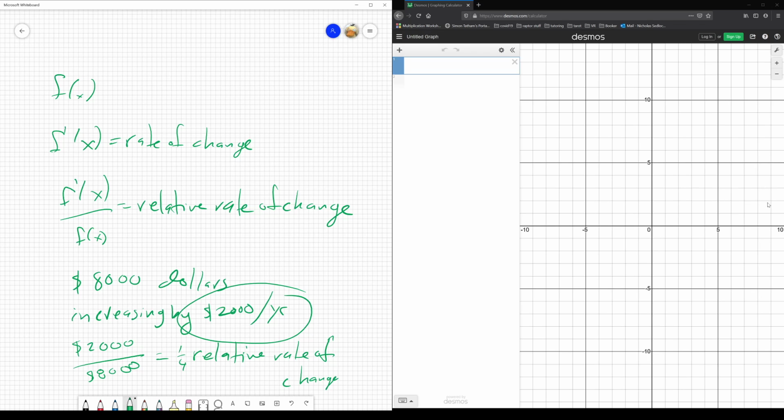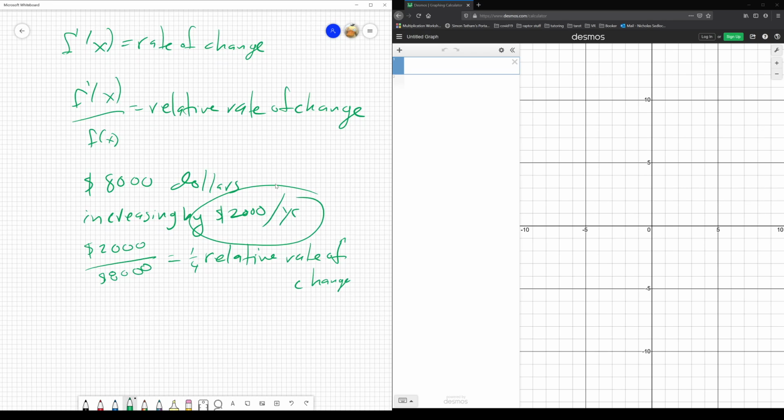And a way to think about what this means is to instead calculate what's called the percent rate of change. So then what I do is I take the 1/4 and I multiply it by 100%, and that's 25%. So what this is saying is that it's increasing by 25% per year. But the advantage to doing it in terms of the functions is that, okay, so if $8,000 increases by $2,000 a year, that's a 25% increase.